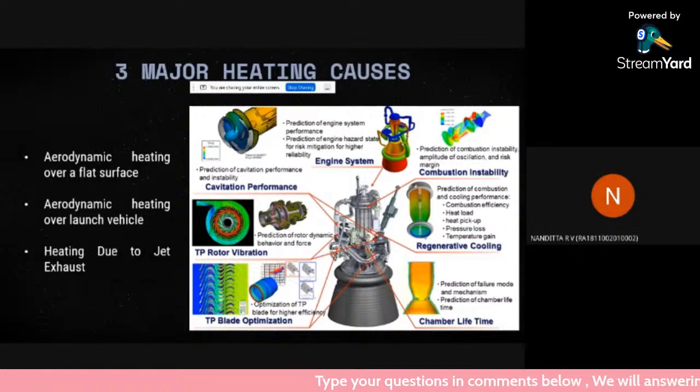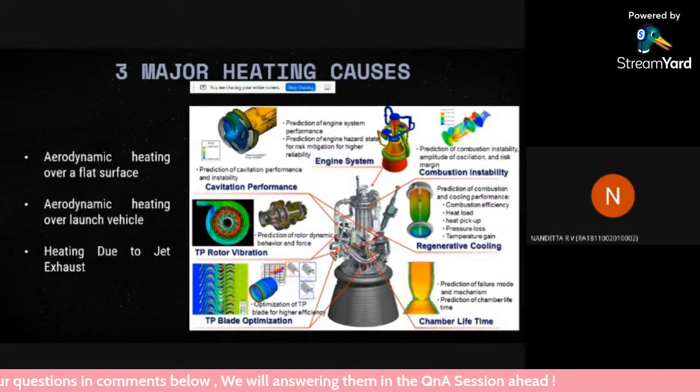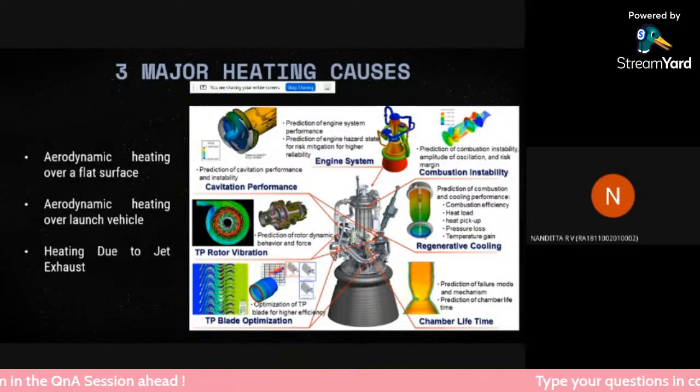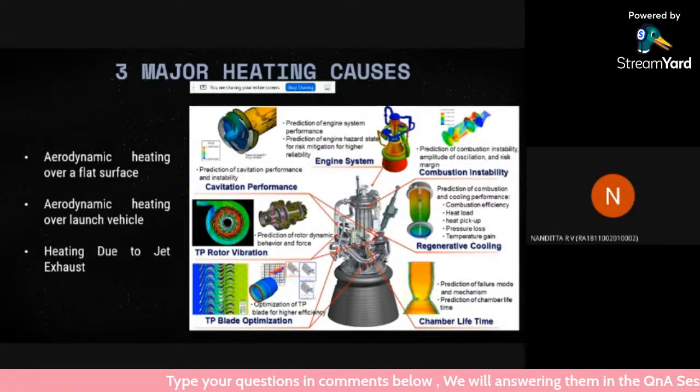Finally, we'll come to regenerative cooling and combustion instability. Combustion instability can be resolved by performing such analysis before the launch. And then the engine system. Engine system, how do we do it? We predict the engine system performance, the engine hazards, and the state for risk mitigations.